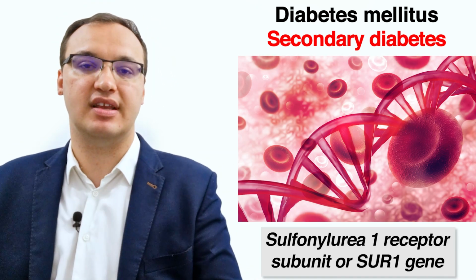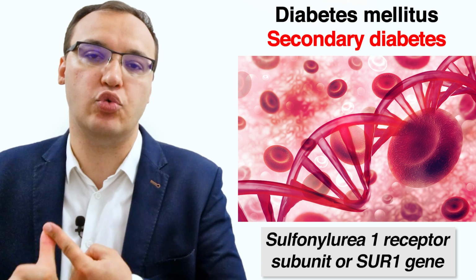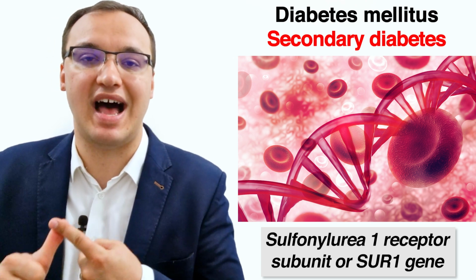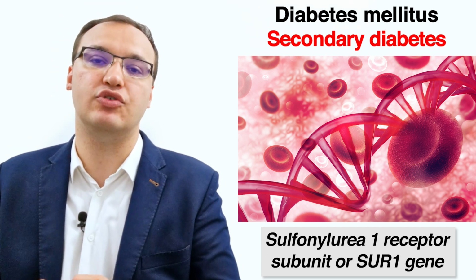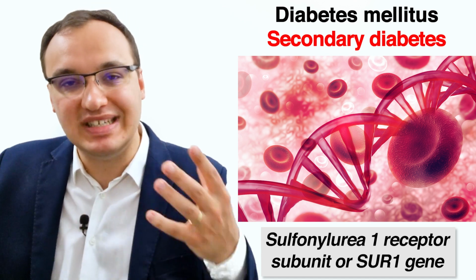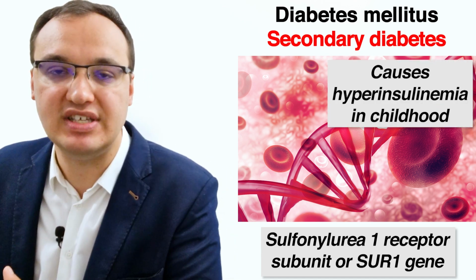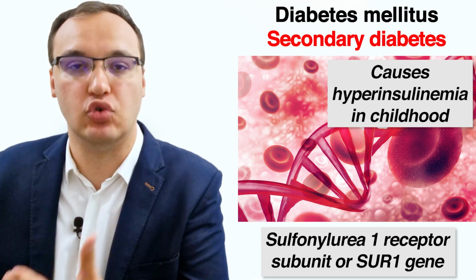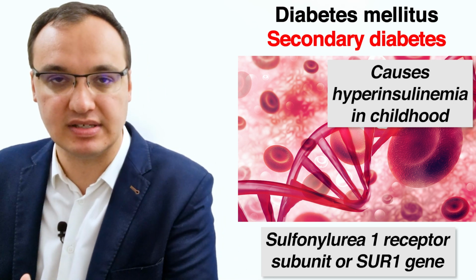And another genetic defect, I would say, is the sulfonylurea 1 receptor subunit, or SUR1 gene. This defect causes hyperinsulinemia in childhood, but beta cell dysfunction and diabetes in adulthood, which means people with this gene defect produce too much insulin as kids. However, they can barely produce insulin as adults, leading to diabetes then.